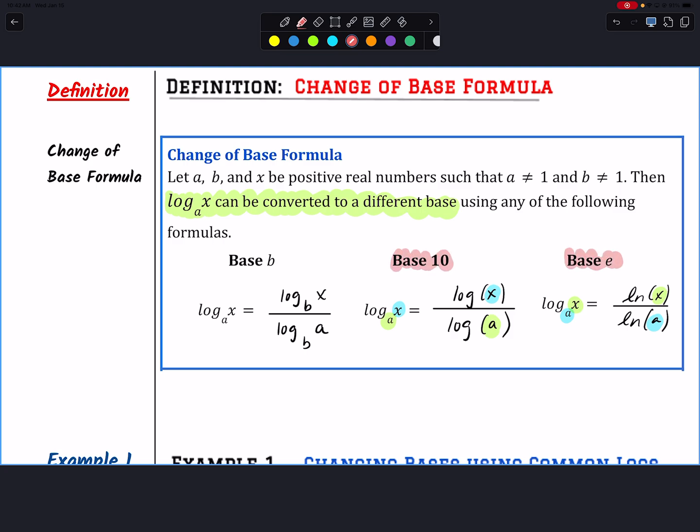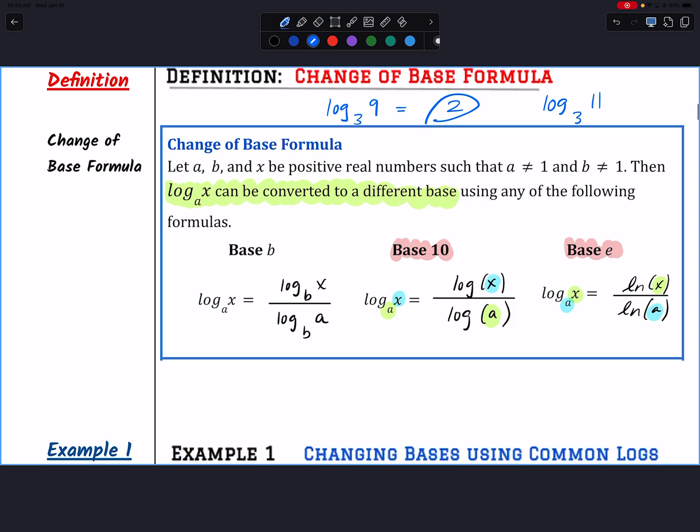So what this does is, if we have something that we can't figure out, for example, if I ask you log base 3 of 9, remember, this means 3 to what power equals 9? So what would the answer to this be? 2. Okay, but what if I ask you to find log base 3 of 11? Exactly. This is where this comes into play. If I plug this into one of these formulas, I could find the decimal approximation that would make this true. Okay, so that's why we need these formulas. All right, so let's do a couple problems.